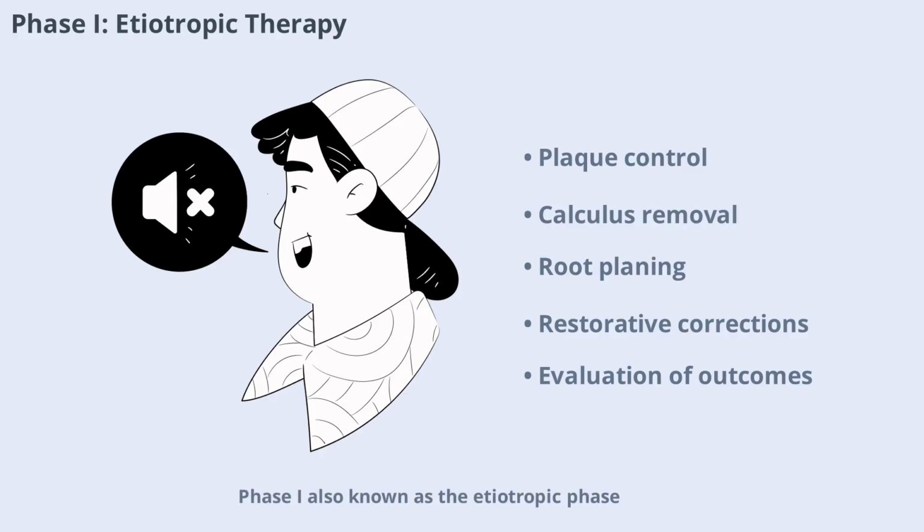Phase 1, also known as the etiologic phase, targets the underlying causes of periodontal disease. The primary focus is on plaque and diet control, which are essential for reducing inflammation and preventing disease progression. Procedures include removal of calculus, root planing, correction of restorative or prosthetic irritants, excavation of caries, and necessary restorations.